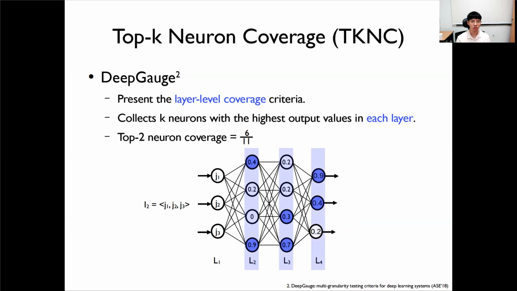And unlike neuron coverage, the TKNC does not have a specific threshold zeta. Instead, this metric aims to activate k neurons, which are relatively high in each layer, in various ways.